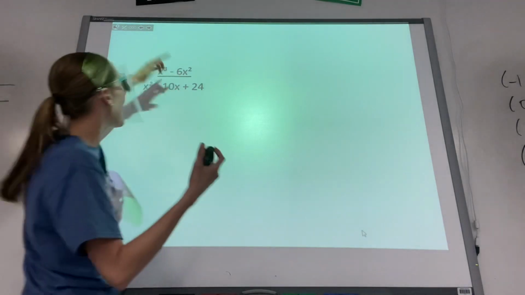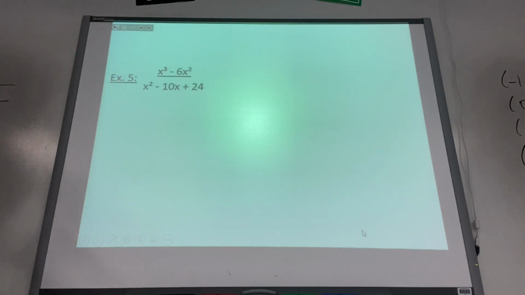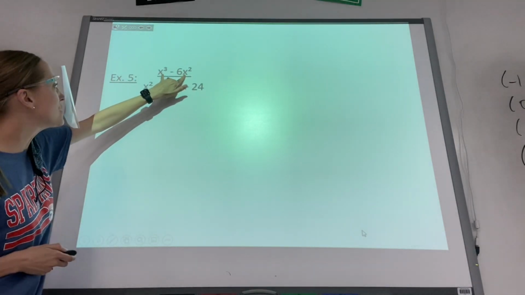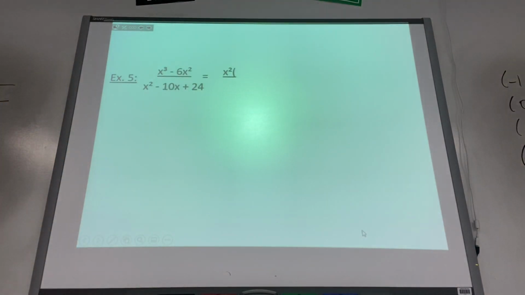Very good. It's actually our first rule of factoring. We haven't really had to use it yet today, but these two terms have an x squared in common. That is our GCF rule, first rule of factoring. If there's a GCF, pull that out front. Now that would leave you with x squared times x minus 6.